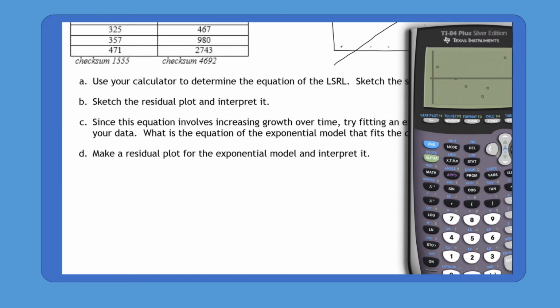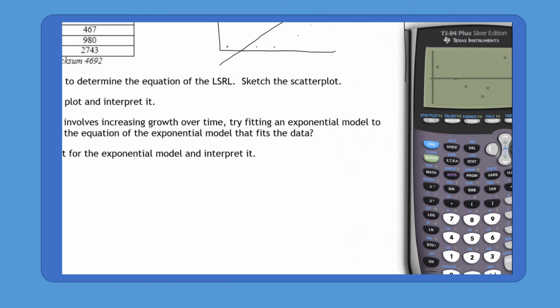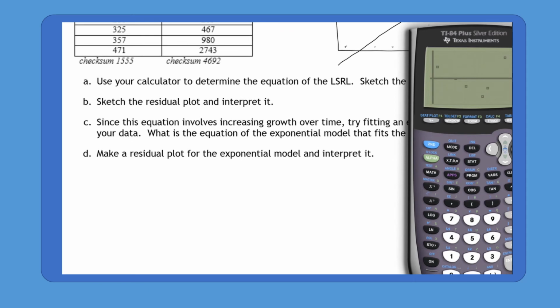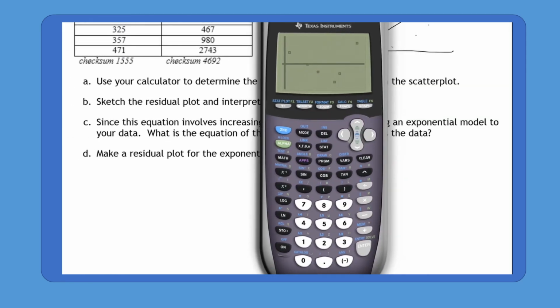All right, now it says, since this equation involves increasing growth over time, try fitting an exponential model to your data. What is the equation of the exponential model that fits this data? Well, let's do that. That's fun. In order to do that, we're going to go to stat, calc, just like if I was going to do the linear regression, but instead of linear regression, we're going down to exponential regression, option 0. I'm going to calculate that, and it comes up with this.